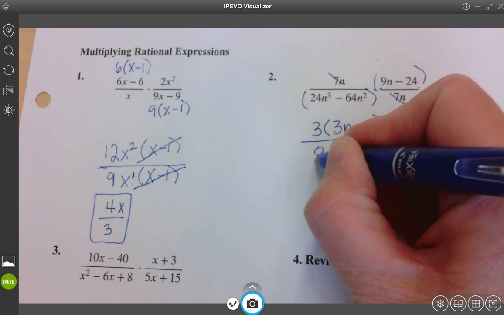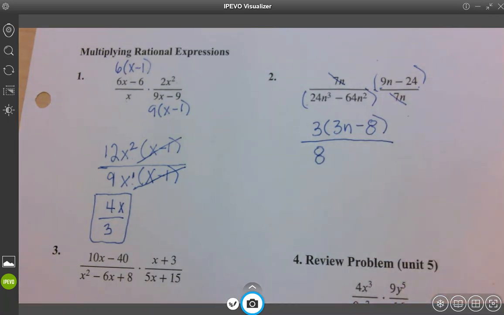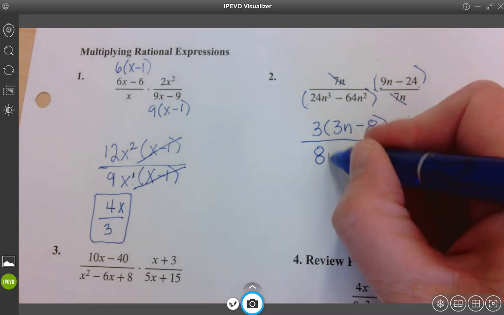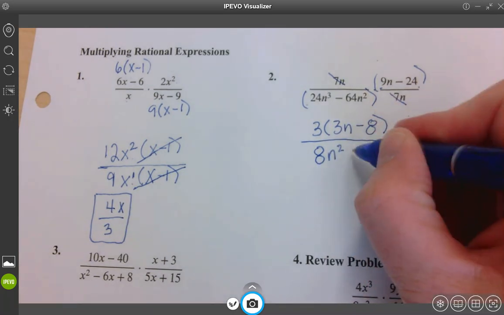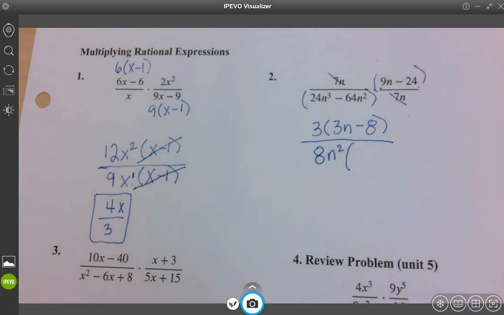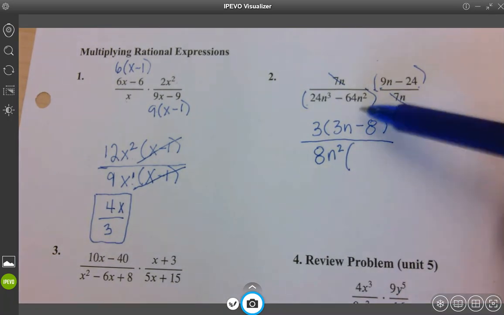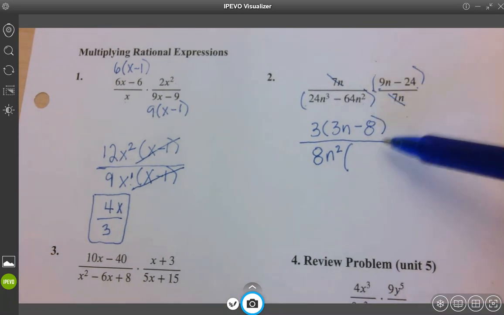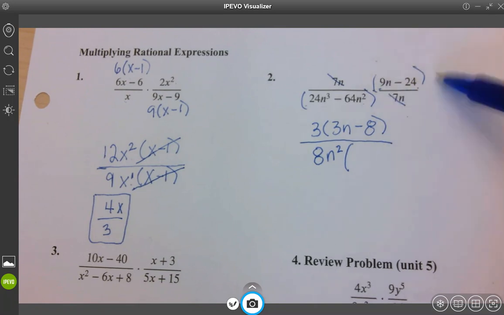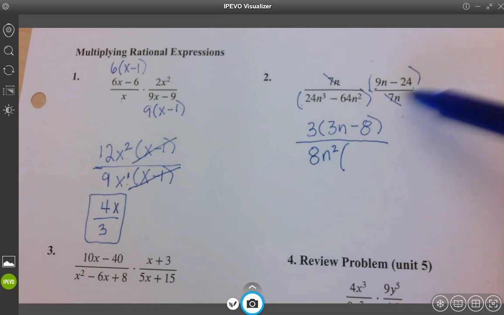Can I take out some n's? N to the what? What could I take out? N to the 2. Thanks, Sally. So I'm looking at this right here. Oh, you mean the numerator here? Sorry, I was looking at this one. And then I factored out the 3.